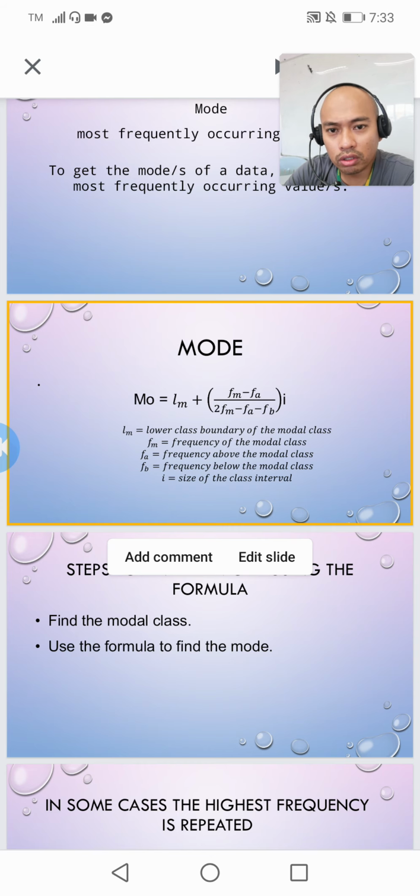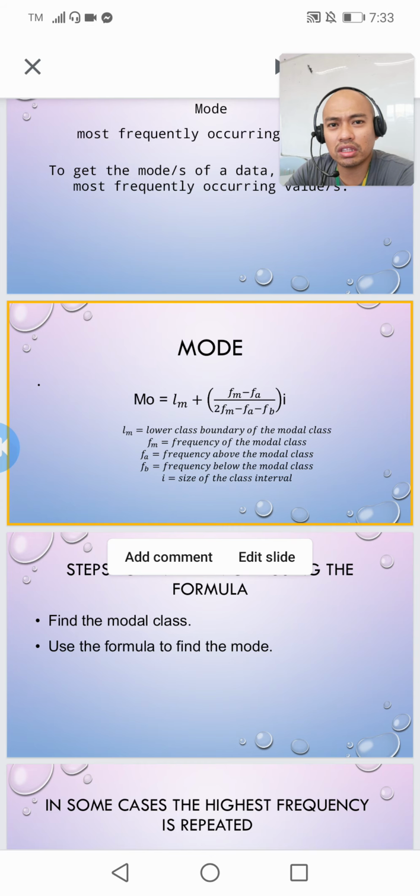Now let's go back to the variables given in the formula. F sub M represents the frequency of the modal class. Okay, very easy na lang yan na gawin. Pag nalaman mo yung modal class, just concentrate on its corresponding frequency, and that will be the value of your f sub m. Yung f sub a natin, it represents the frequency above the modal class. Okay? F sub b represents the frequency below the modal class, and I is equal to the class size.